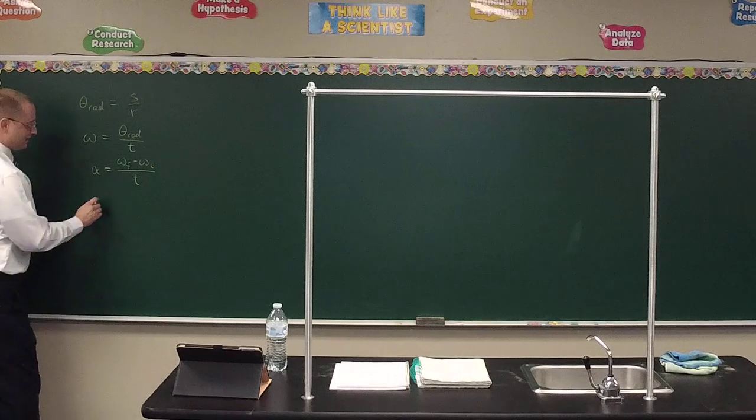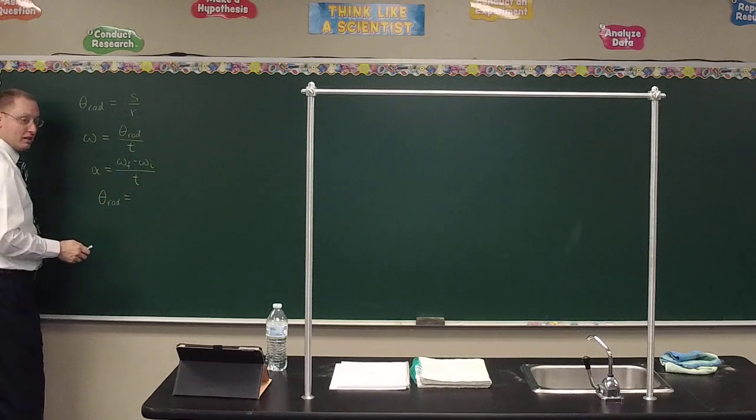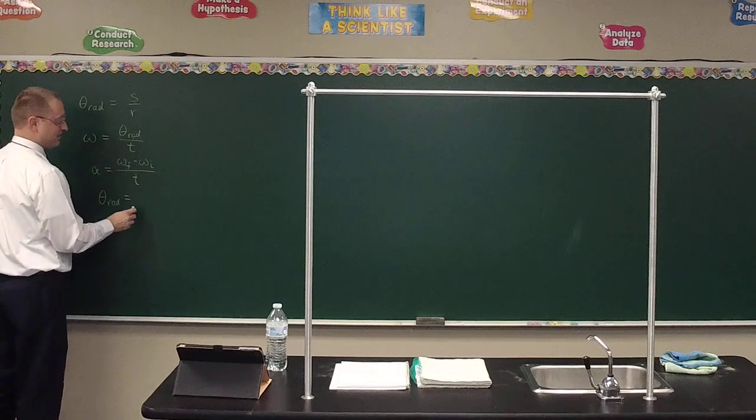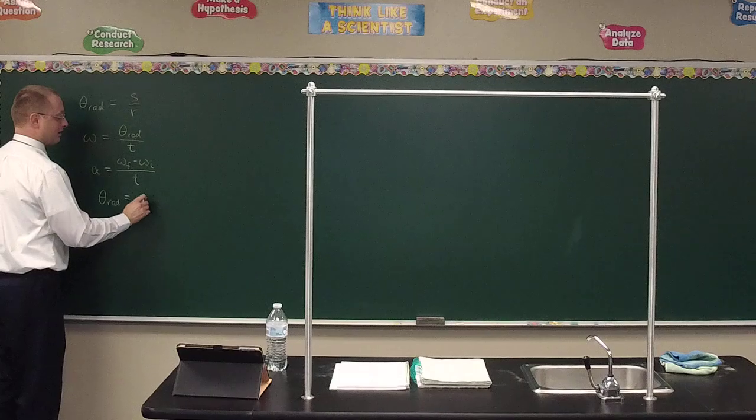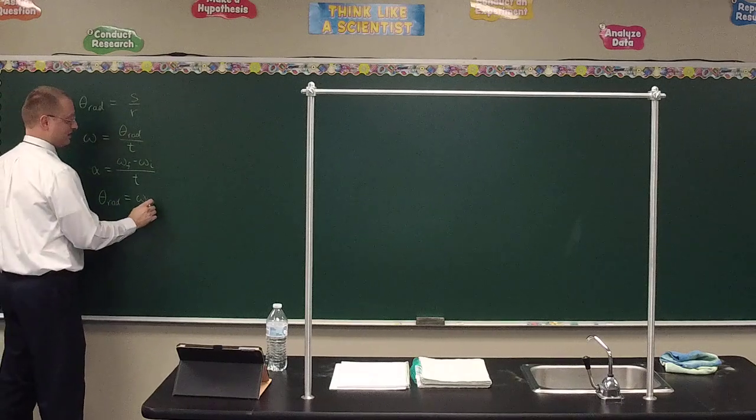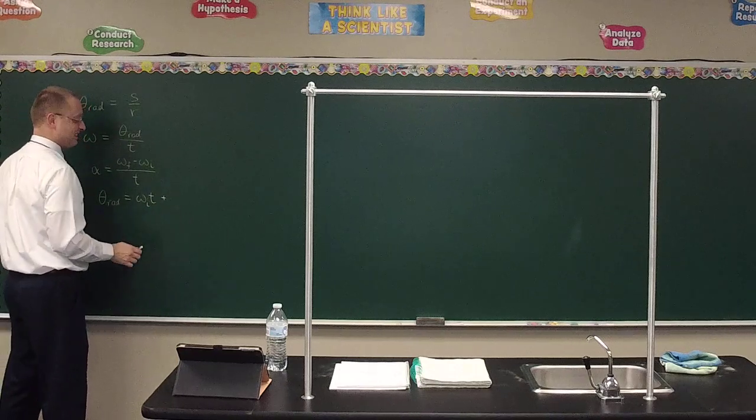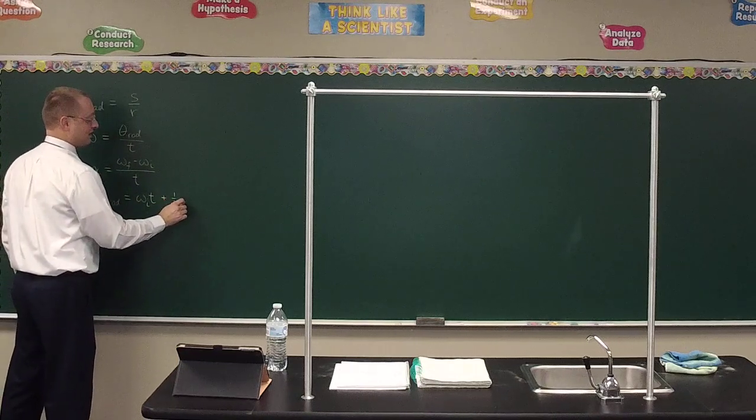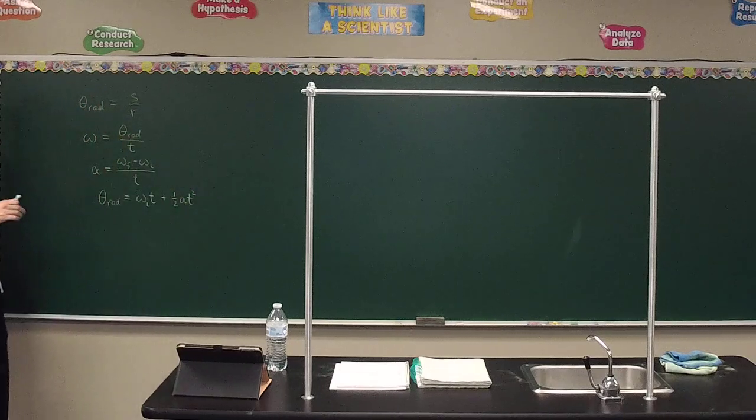Theta rad equals omega sub F, so I. Squared. How about T? Plus 1/2 omega, alpha, T squared. Okay, so we need to work on memorizing these over the weekend, don't we?